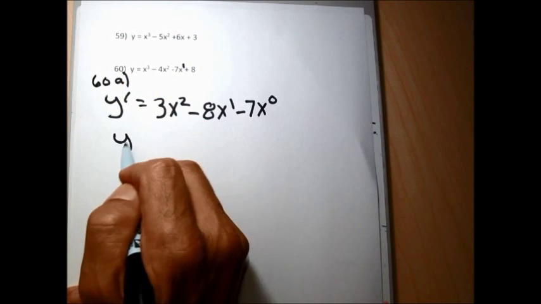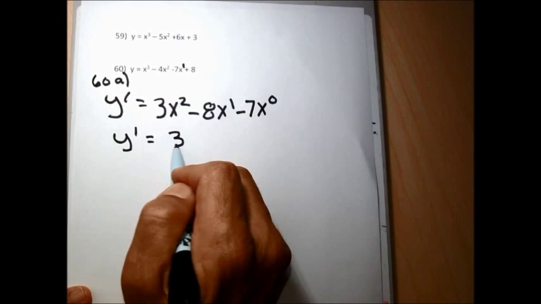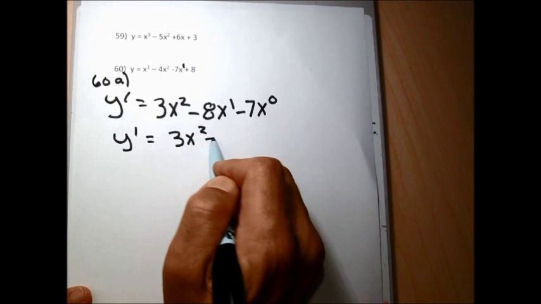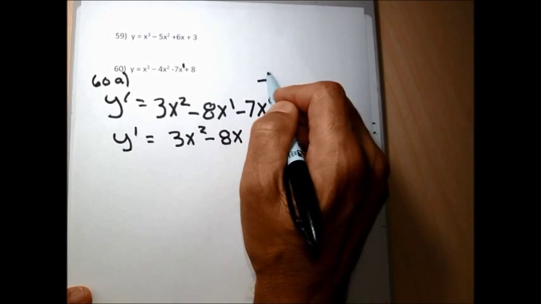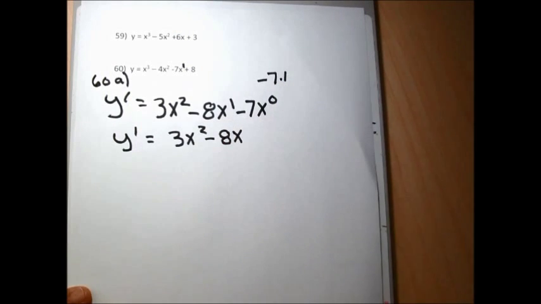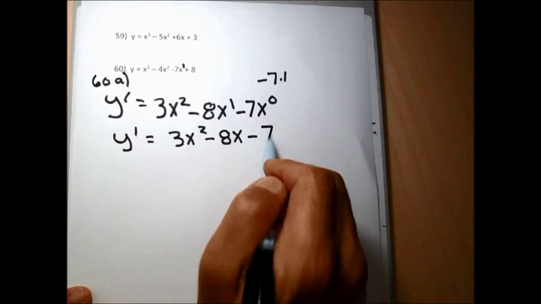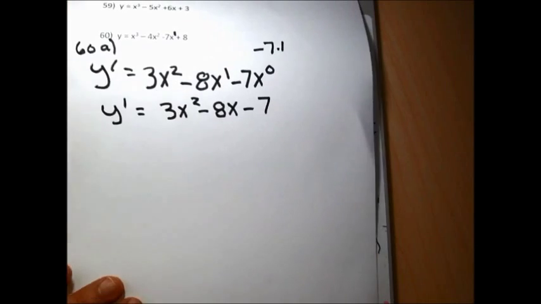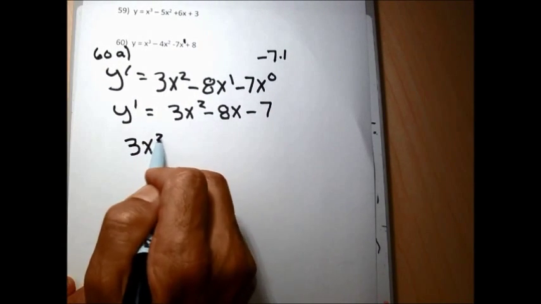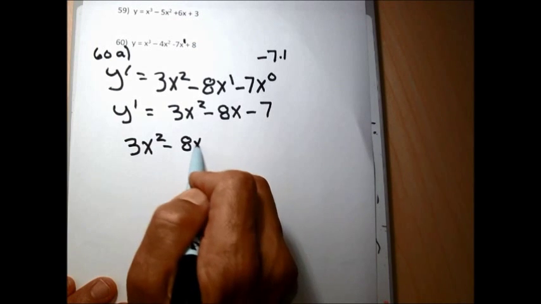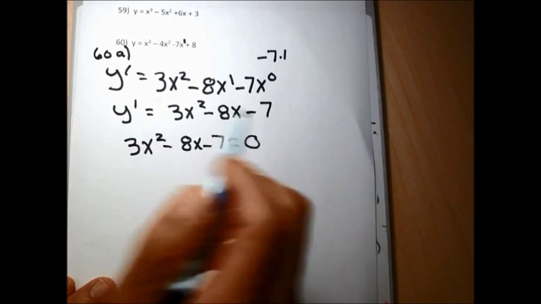So writing this a little bit cleaner, I'm going to get 3x squared minus 8x to the first, and I'm not going to write the exponent of 1. And this really is minus 7 times 1 because x to the 0 is 1. So that's just minus 7. So set this equal to 0. 3x squared minus 8x minus 7 equals 0.